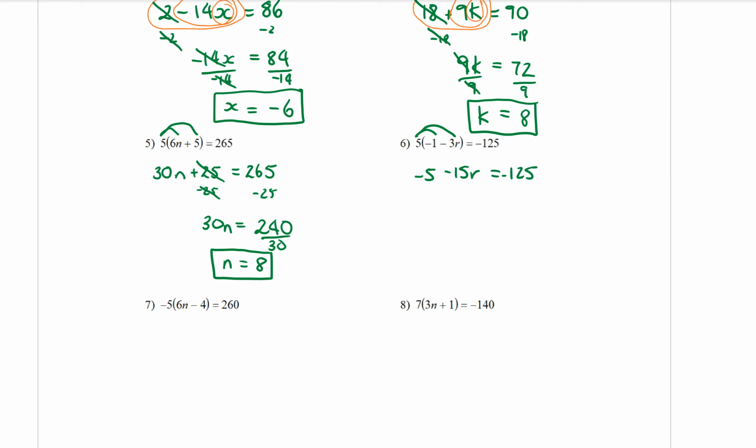You don't have to draw the layers, but it can help. Yes, it's that negative 5 on the outside that we need to do first. What's the opposite? Plus, that's right. Plus 5. Cross that off. Minus 15r equals, what's minus 125 plus 5? Minus 120, good. One more step to go.